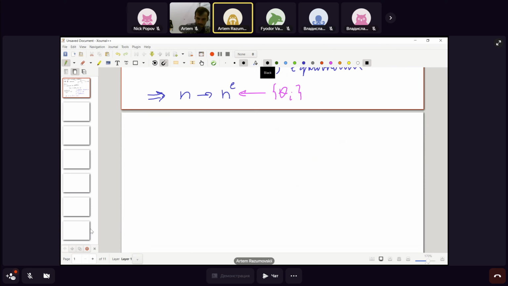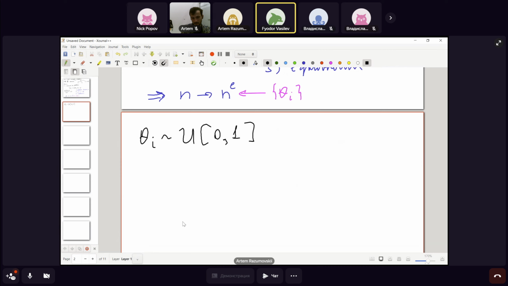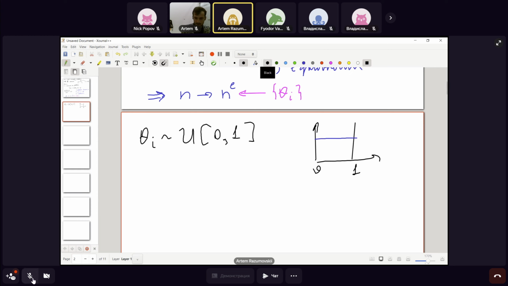So firstly, let's say that our type is uniformly distributed on [0, 1]. Is it clear what that means? Yes. Okay, great. We have 0, 1, and some line. It's a PDF, right? It's the PDF of our distribution.